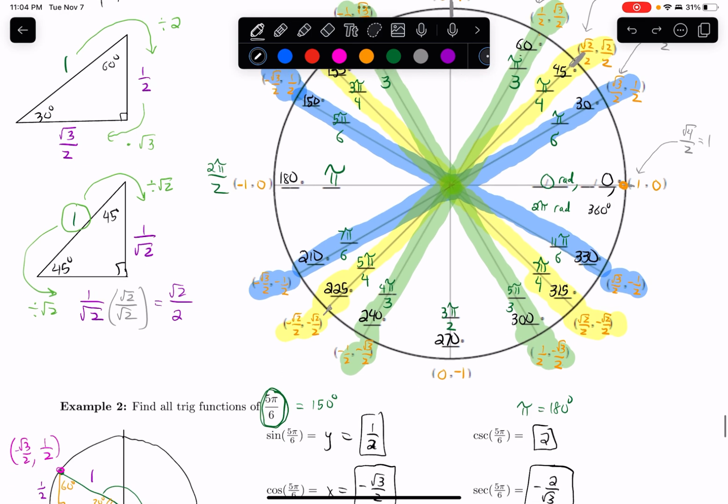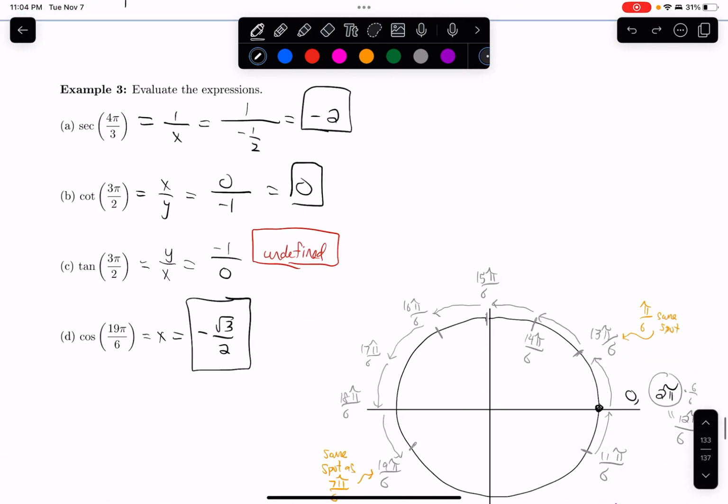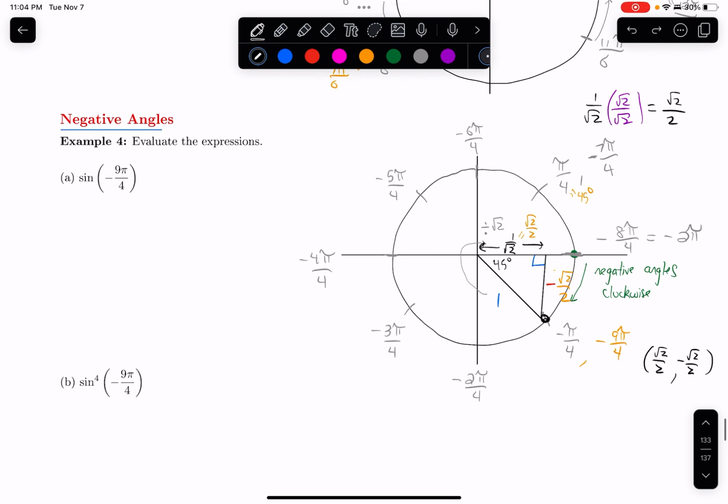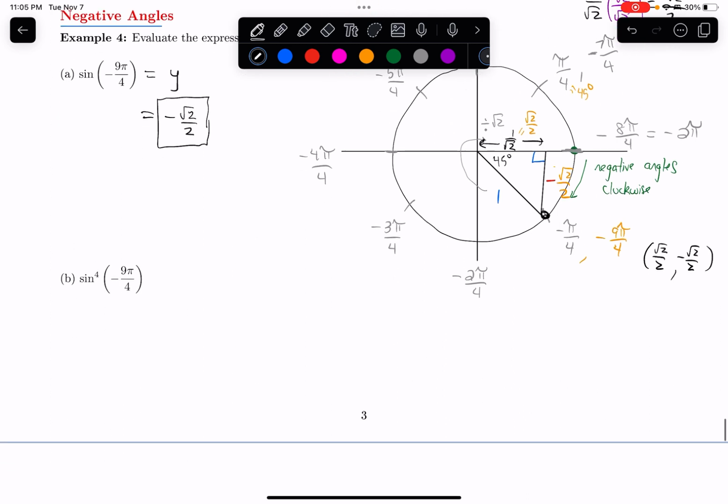I'm just showing you how we could have gotten those coordinates if I didn't have the whole unit circle memorized. As long as I know my 45-45-90 and my 30-60-90, I can get any coordinate on the unit circle. All right, so I need to figure out the sine of that angle. Remember that sine in the unit circle is the y value. For my coordinate, the y value is negative root 2 over 2, and that's my answer. All right, so let's take a look at another problem.